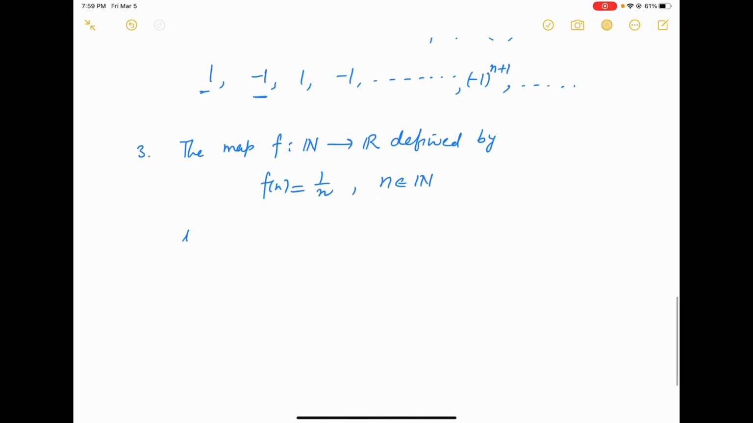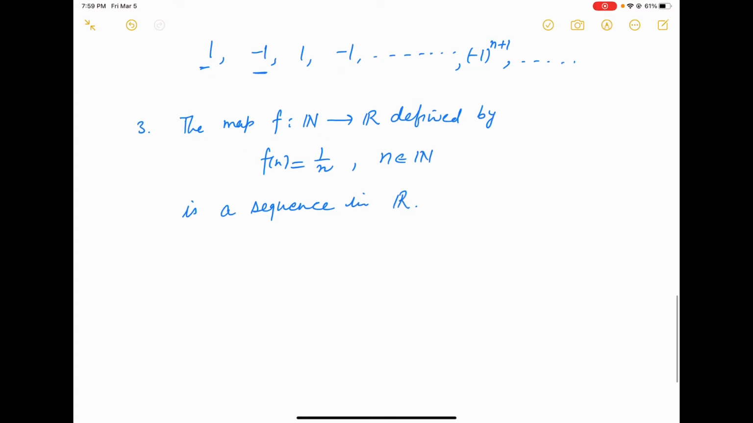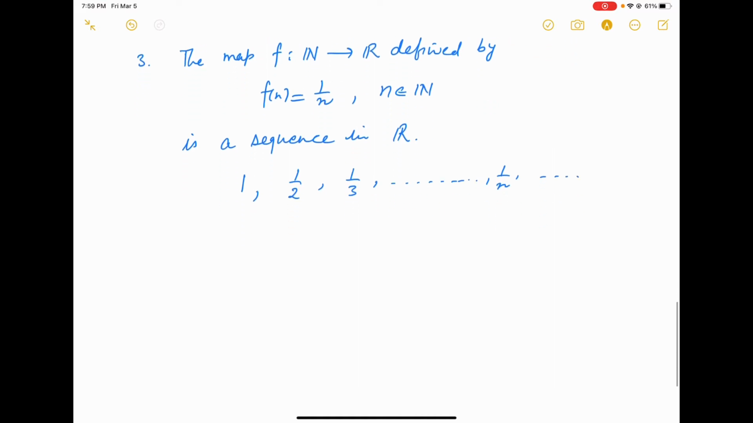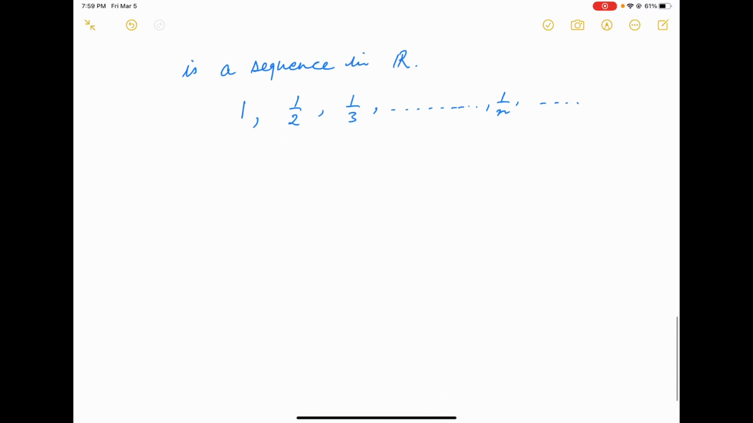Is a sequence in R. Now, when we put n equal to 1, the first element is 1. When we put n equal to 2, we get 1 by 2. For n equal to 3, 1 by 3. So, in this way, the nth element is 1 by n. So, we have the sequence in R.